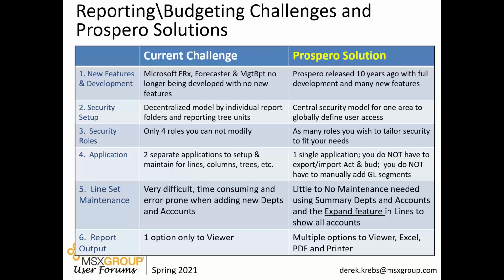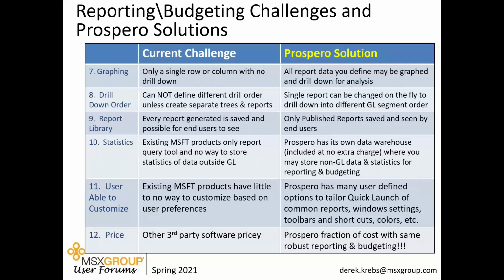Item number 6, when people transitioned from Microsoft FRX to Manager Porter, Microsoft yanked away all of their output options, where in Manager Porter, you only could output to the viewer or the workspace. Versus Prospero, we've brought that back, meaning outputting directly to Excel, printer, PDF, or to the viewer/workspace. So that was definitely good feedback we got from our customer base as we transition to Prospero.